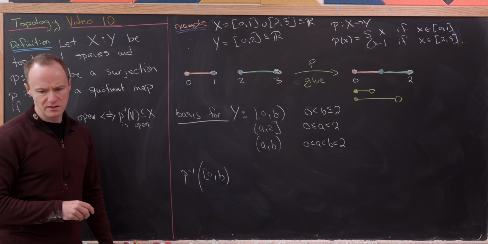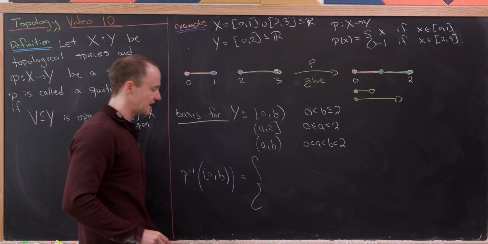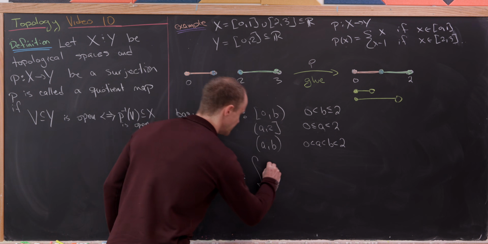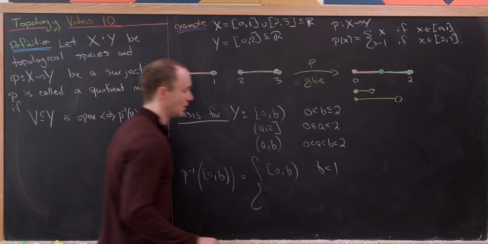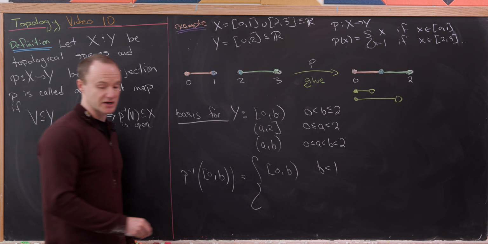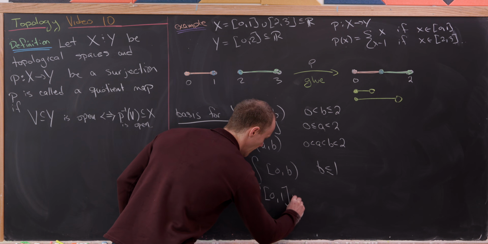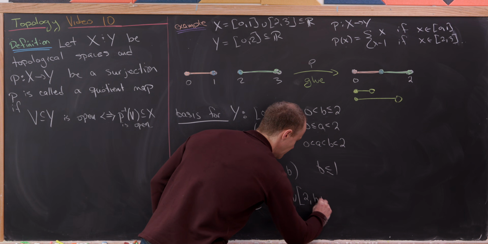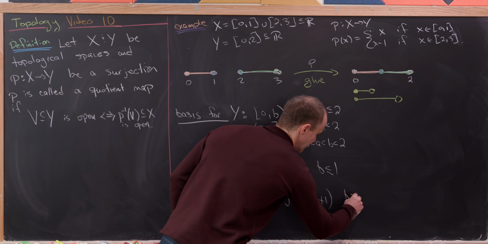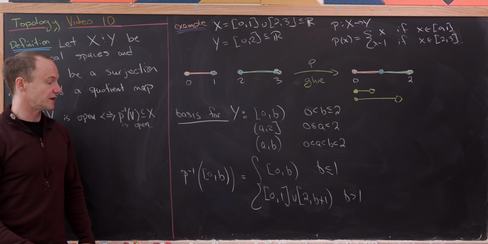So maybe, if we've got something like this, then the pre-image is going to be [0, b) if b is less than 1. So I think that's pretty clear, actually less than or equal to 1. And then it's going to be [0, 1] union [2, b+1) if b is bigger than 1. Again, I think that's also pretty clear.